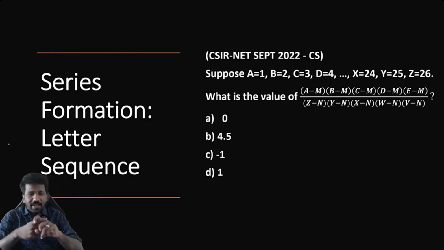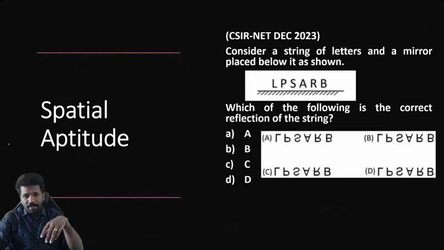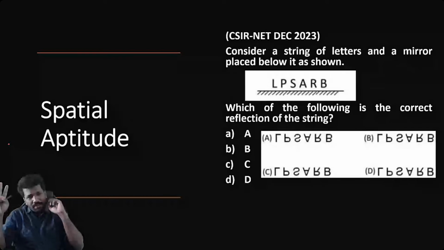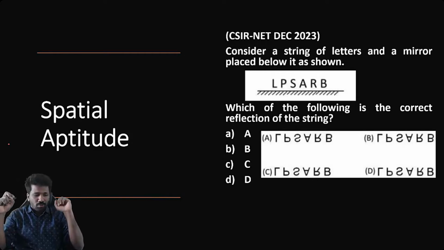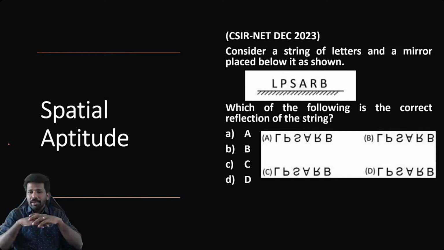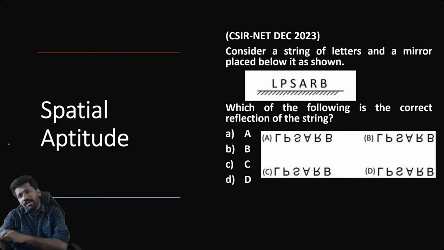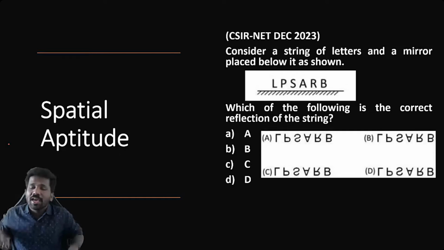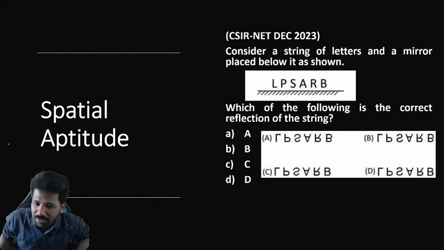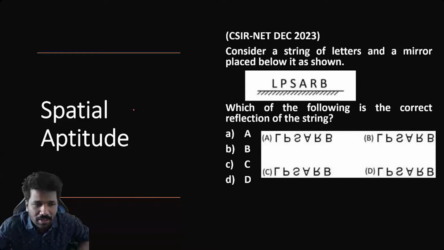So letter sequence is also a kind of reasoning topic, but we will consider it in quantitative aptitude, this series chapter, completely. And third is symbol sequence, but I am giving a different name to symbol sequence now, spatial aptitude, symbol sequence or spatial aptitude. Because in the December 2023 and June 2023 exams, such questions came; they have started to ask these kinds of questions which normally we see in GATE exams. This is the kind of question we mostly saw in GATE exams.